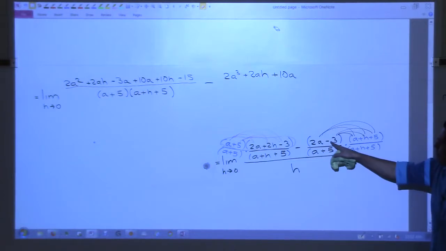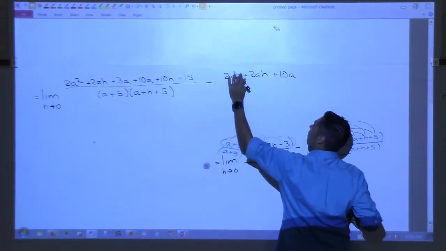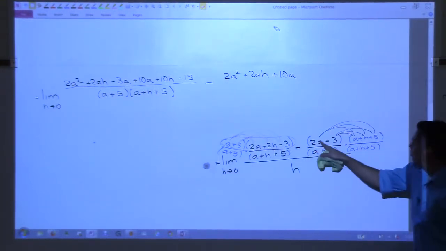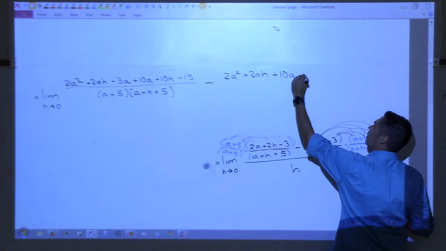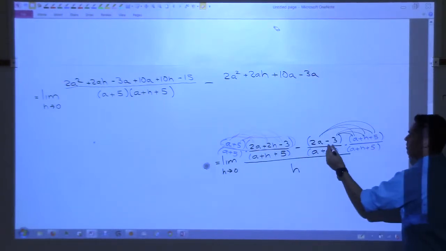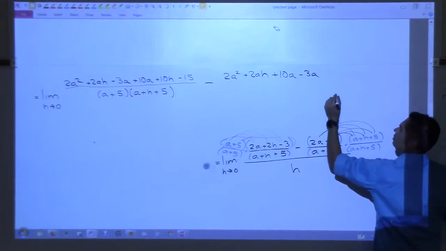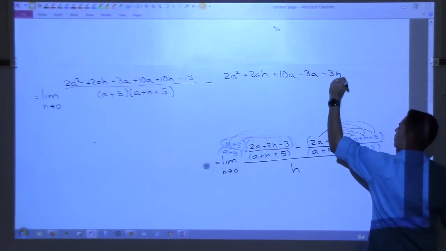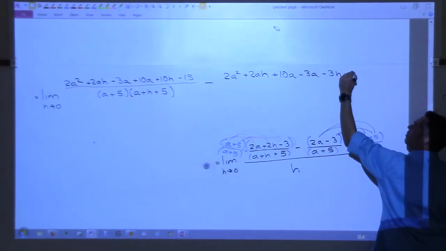Okay, so that's just this part right here, right? Okay, minus, now 1, 2, 3, 4, 5, 6. Another 6 multiplications to do here. So 2a squared, 2ah, and plus 10a. And then I have, wait, why did I put cubed? I don't know why I put cubed. I'm glad you caught that. 2a squared, 2ah, 10a, minus 3a, minus 3h, and then minus 15. I'll get it, it'll change in a second.